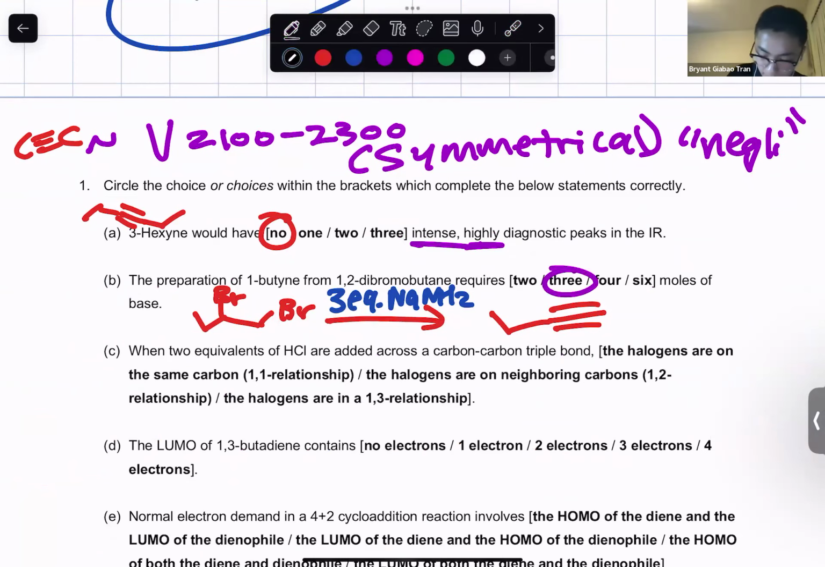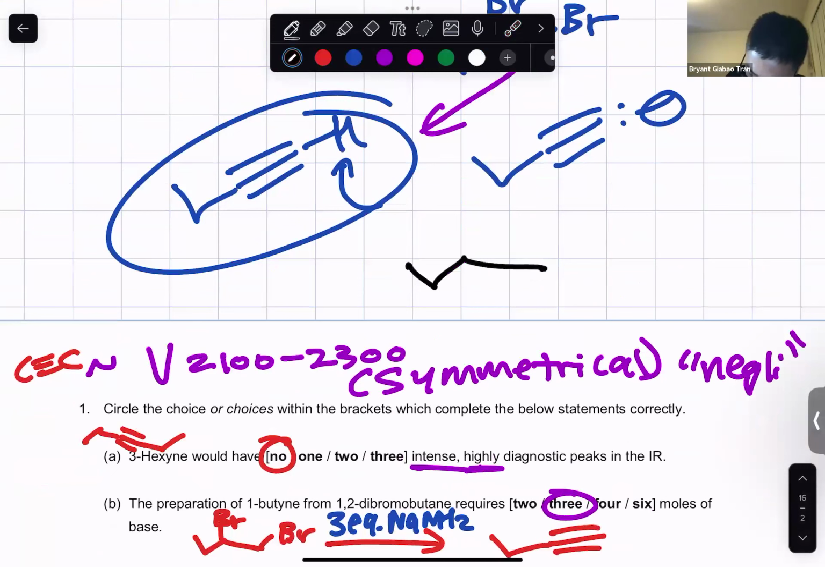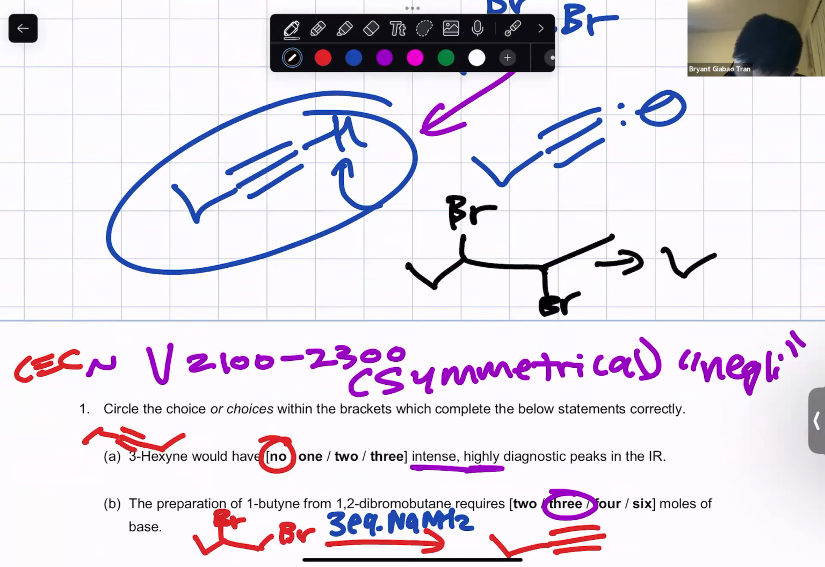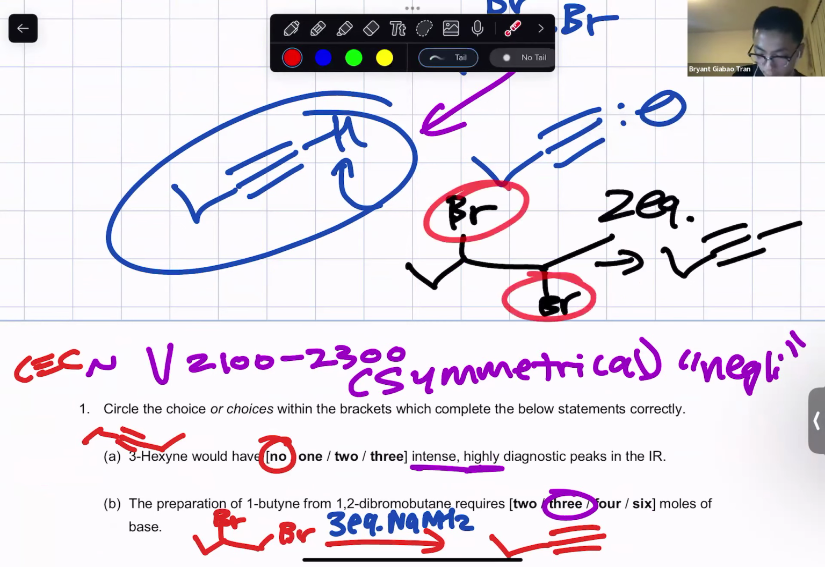But if it was an internal alkyne like this, then you only need 2 EQ. Because once you get this, there are no acidic hydrogens on the internal alkyne here. There are no hydrogens on this carbon, no hydrogens on that carbon there.